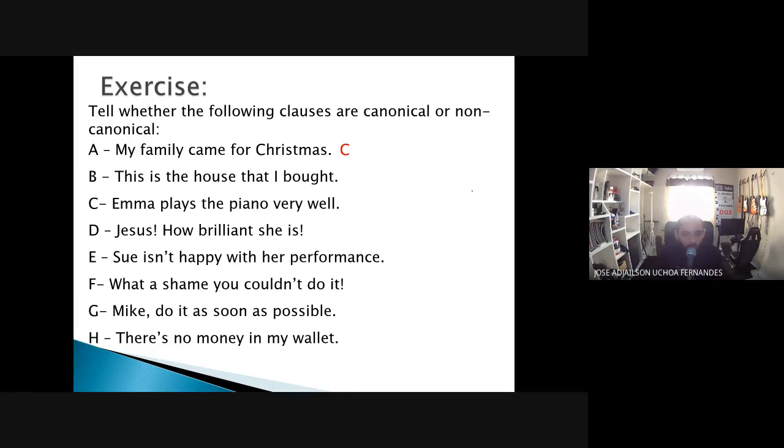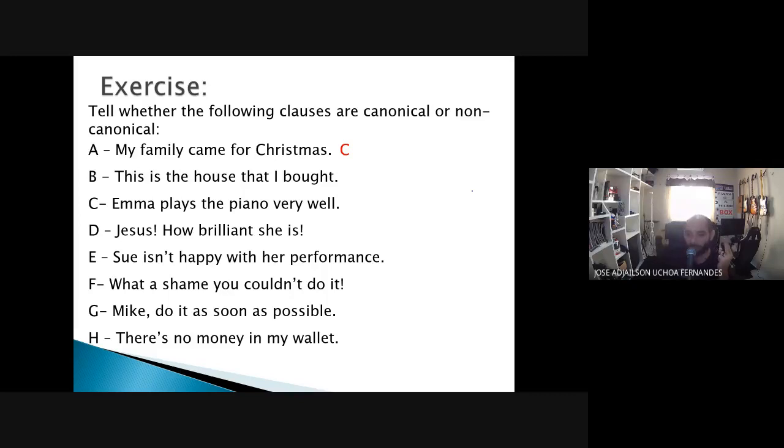Negative, interrogative. Think of the routine. Is the sentence negative? This is the house that I bought. Is this sentence negative? Can you see a not here in B? No. So it's 1 point to be canonical.